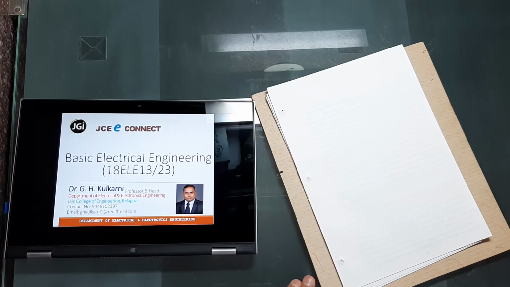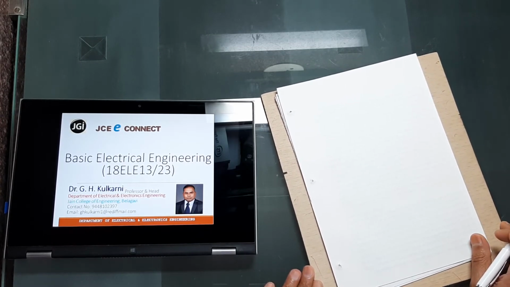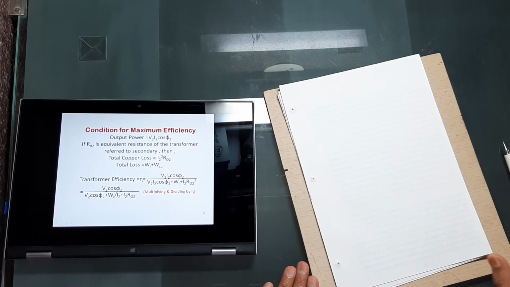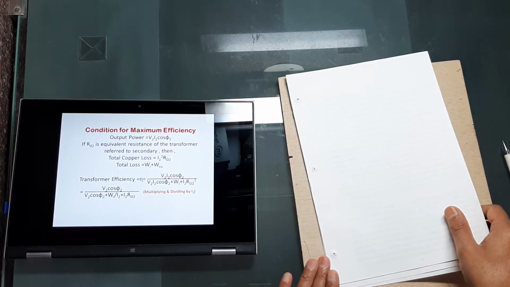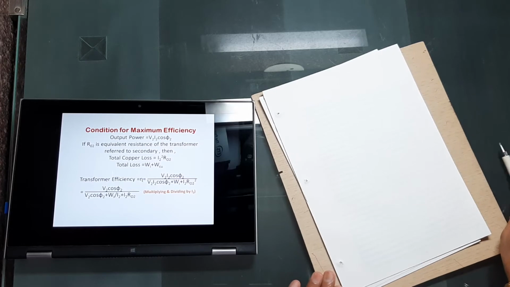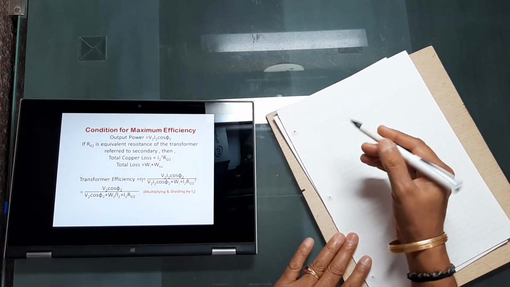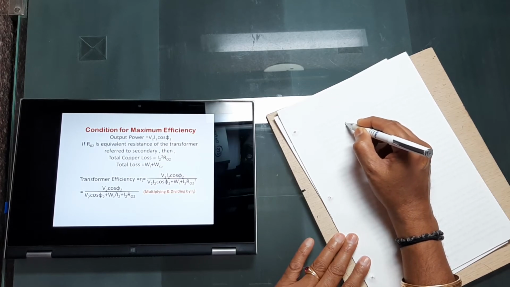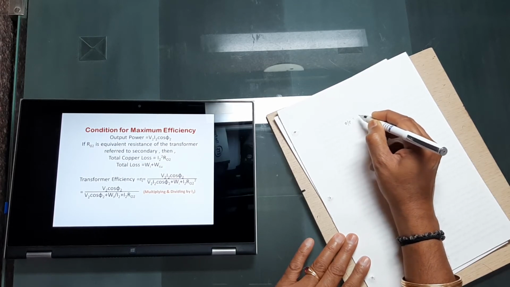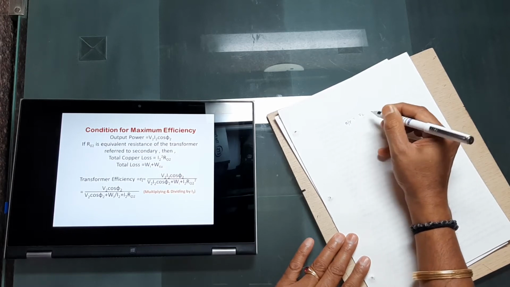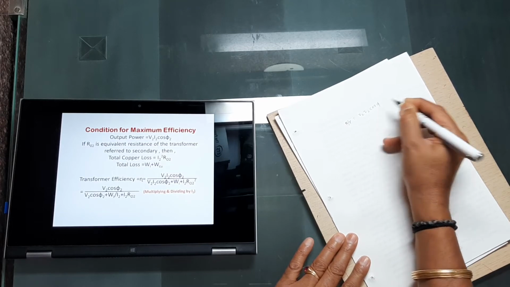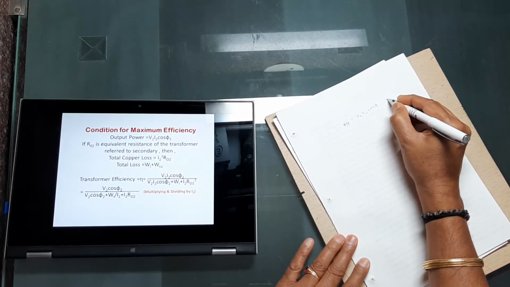Dear students, today we are to establish the condition for the maximum efficiency of the transformer. Before establishing the condition, we know that the output of the transformer is expressed in terms of its secondary voltage, secondary current, and power factor of the load, that is V2 I2 cos phi watts.